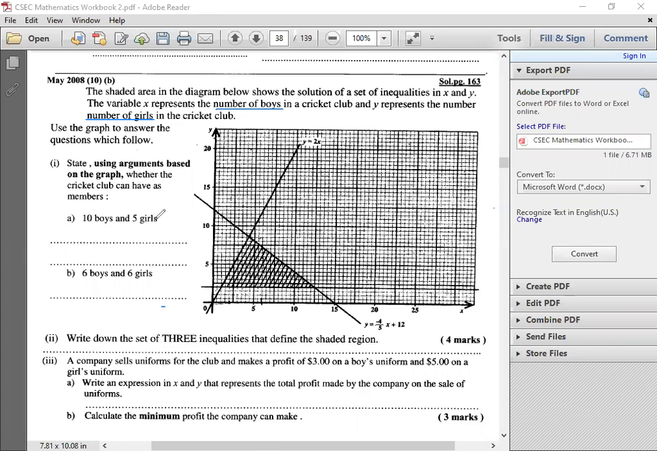Now, the first thing that you need to do here is to convert this into coordinates. It's 10 boys, so x will be 10. Girls will be y, which is 5. So we need to find out if the point (10, 5) comes in this shaded region. Does (10, 5) fall in this shaded region?